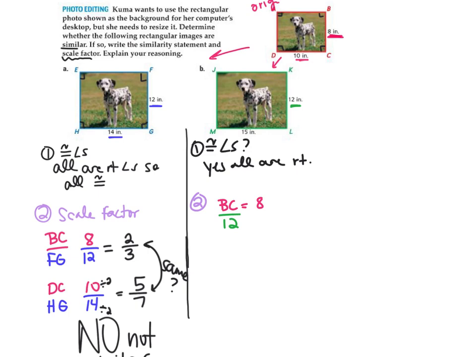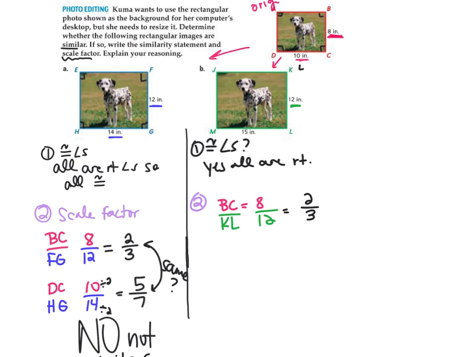How do I know it's a corresponding side? How do I know it's not JM? Well, look at your image. BC is the back end of the dog. KL is the back end of the dog. So these would be the same corresponding sides, okay? So BC is 8. KL would be 12. So like we did before, reduce your ratio if you can. We get 2/3. Cool. That was the same scale factor from before.